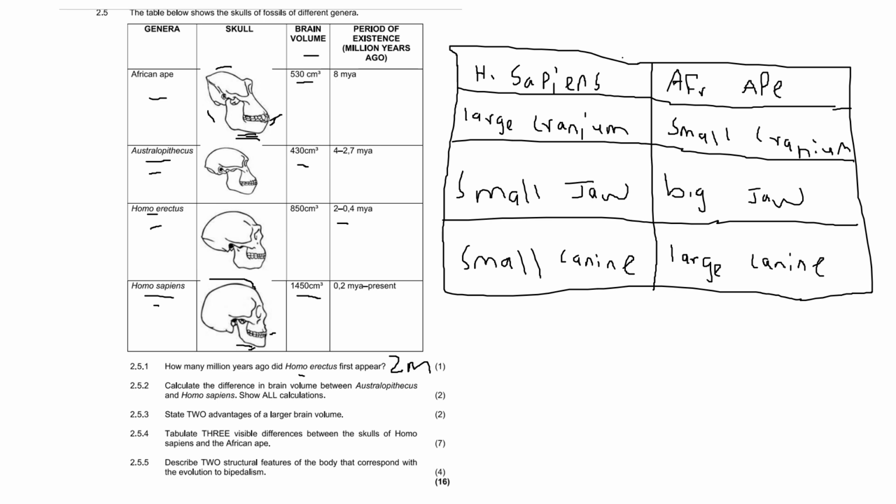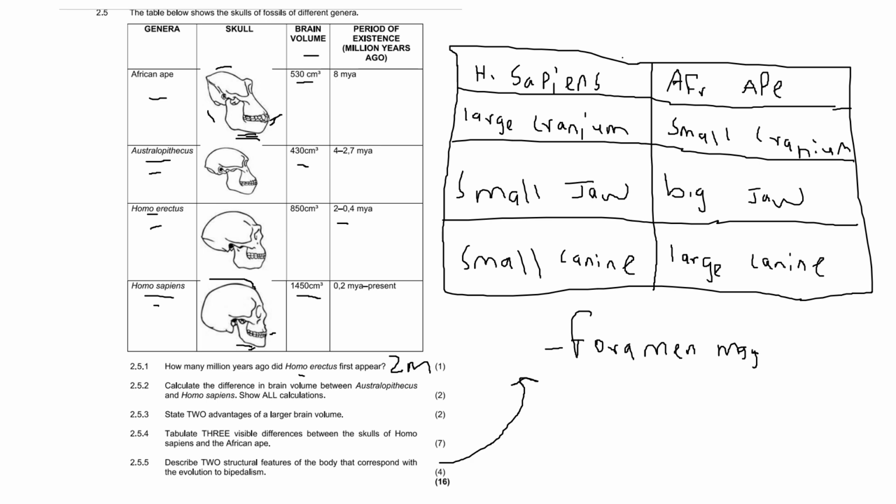That's it. And then, describe two structural features that correspond with evolution to bipedalism. Remember, it's us who are walking on two feet now. Remember the foramen magnum that you guys must get after writing your November exams? So we've got the foramen magnum again. That is that hole that you have there, which can go forward and also backwards.